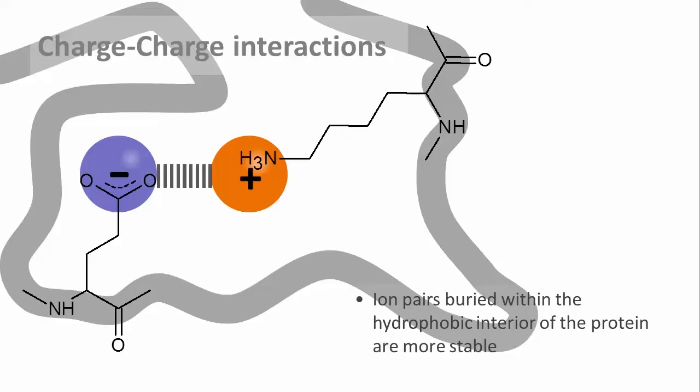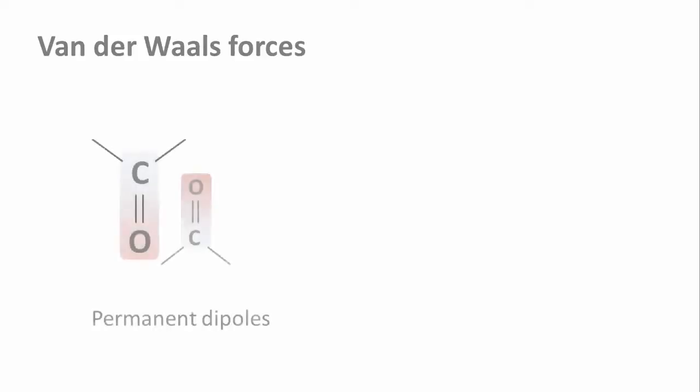Let's now look at the third type of non-covalent interactions, the van der Waals forces. These are a bit trickier to understand. Van der Waals forces act between dipoles that can either be permanent or inducible. For example, if two carbonyl groups are stacked head to tail in just the right orientation and at the right distance, there are attractive van der Waals forces of about 10 kilojoules per mole between them, so about a third of the strength of hydrogen bonds.